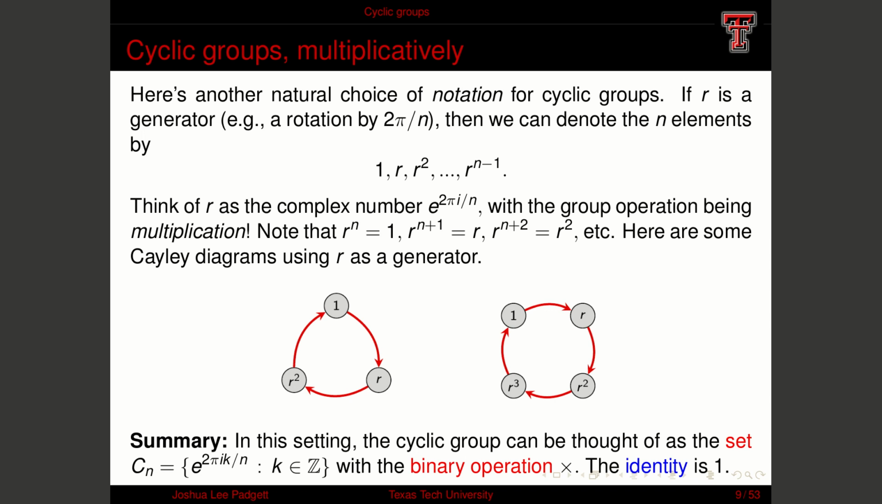So the idea is now I'm going to use 1 as the identity because 1 is the multiplicative identity. And then instead of adding things, I'm thinking of multiplying them, all right? So what you should think of is this is just a different notation. And so really the way that you can think of this is, we have these circular objects, so let R be the complex number e to the 2 pi i divided by n.